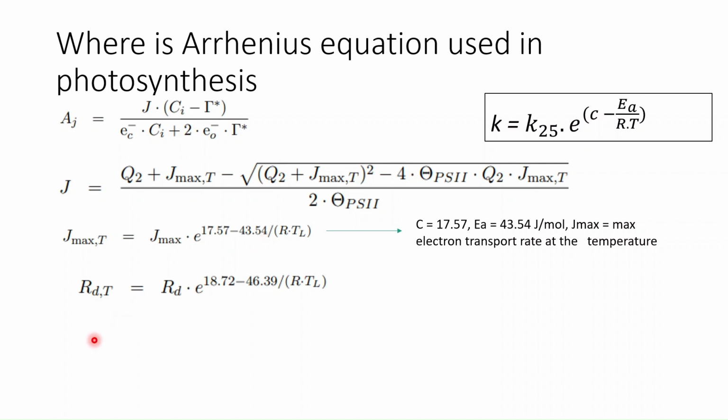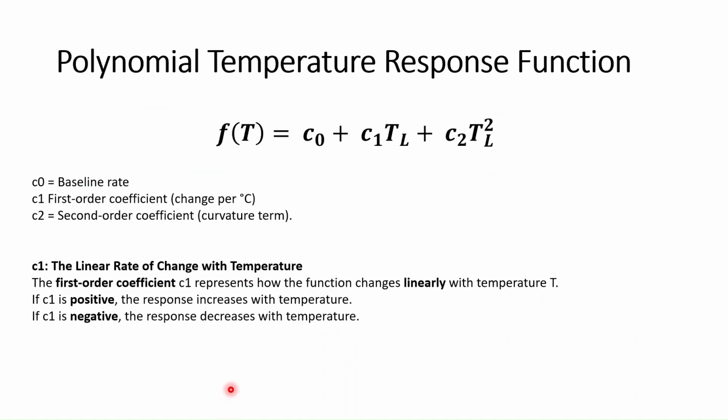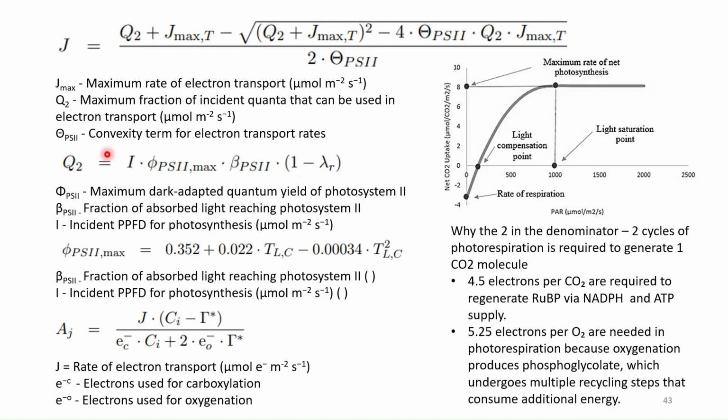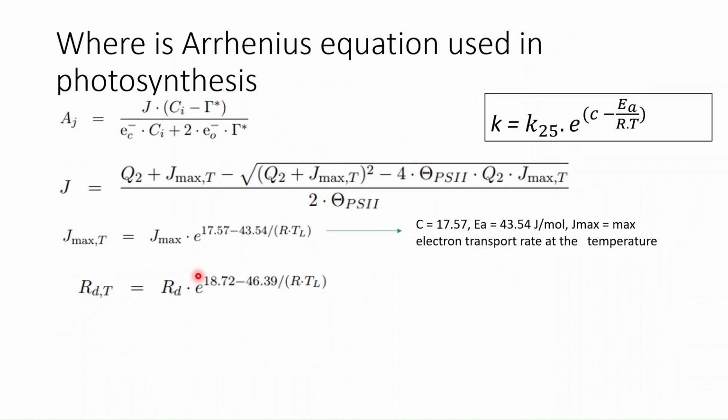Now we also learned about dark respiration. Dark respiration in the equation is also represented by this Arrhenius equation, where Rd is the respiration rate at 25 degrees Celsius, C is the scaling factor and 46.39 is the activation energy. So if you use all these equations, we will get all the parameters that are required to estimate the photosynthetic rate. Now I had also shown that this Φ PS2 is estimated using a polynomial equation.